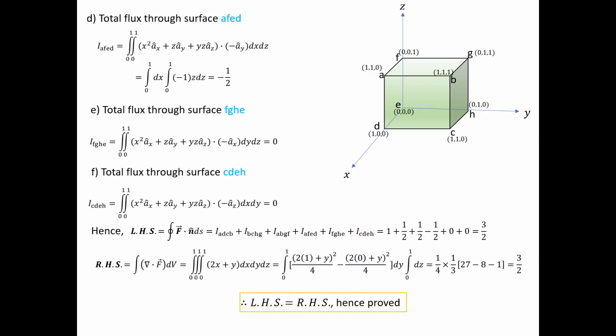So this was one example on the divergence theorem. We will continue our discussion in the next lecture. We will deal with the concept of curl and Stokes theorem.